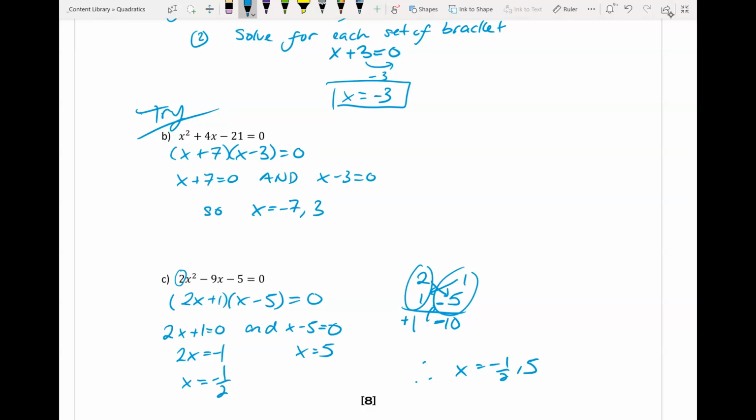Once you get to this stage, this is all I really need to see, because you can jump from here to your final answer. So if you don't want to include all this work, because you can do it in your head, that is completely fine. But I'm just writing that in so you understand the process.